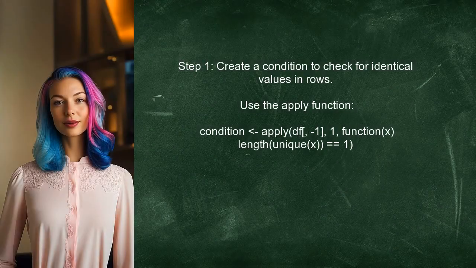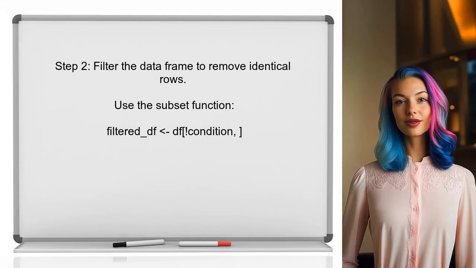To begin solving this problem, the user should create a logical condition that checks if all values in a row are the same. This can be done using the apply function in R. Next, the user needs to filter the data frame based on this condition. They can use the subset function to keep only the rows that do not meet the condition.